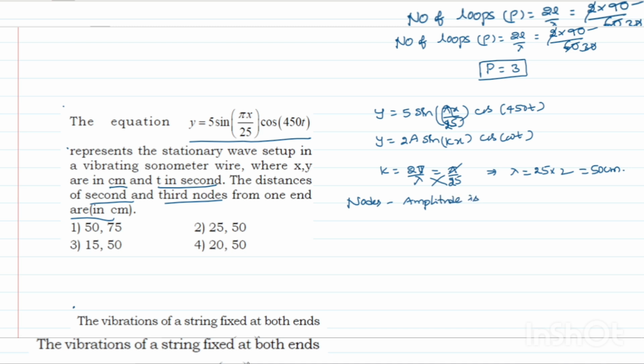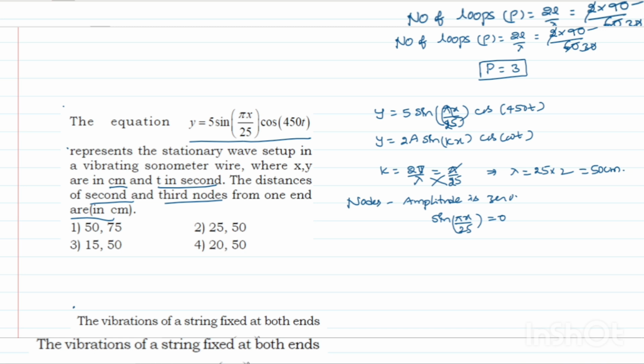Amplitude is 0, you are taking. So you are getting amplitude as 0 for the sine function. Here it's given as sine of pi x by 25, which you can make equal to 0.